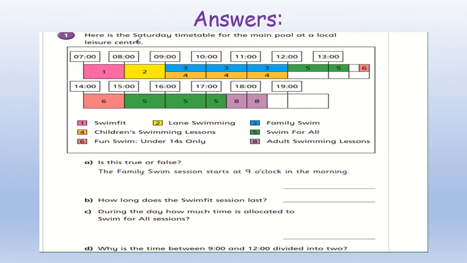Looking now at the timetable for the main pool at the leisure centre. Question A, true or false? The family swim session starts at 9. Well, if you look at the key, the family swim session is blue. And if we look up here, we can see that the blue starts at 9. So that is true. Well done.